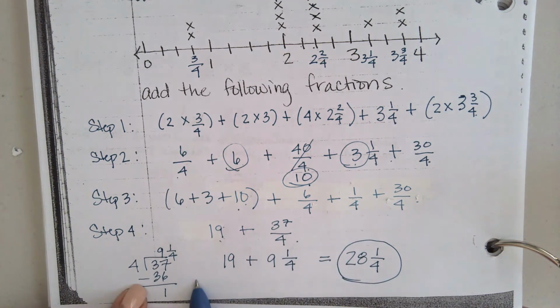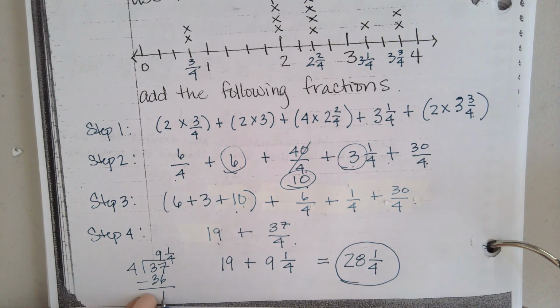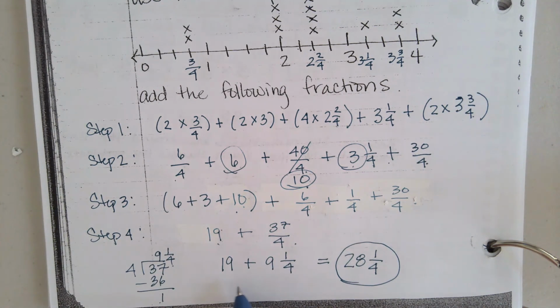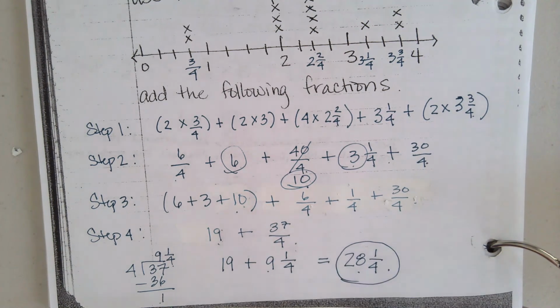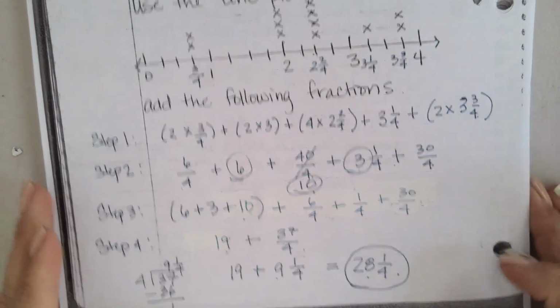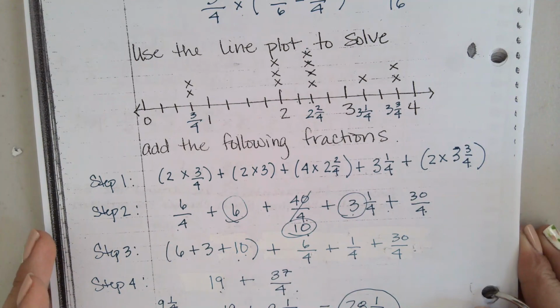So you do the division. What does this end up as a fraction? 4 goes into 37 9 times. 9 times 4 is 36. 1/4 is your fraction. So 19 plus 9 is 28 and a fourth. That is what all those fractions add up to.